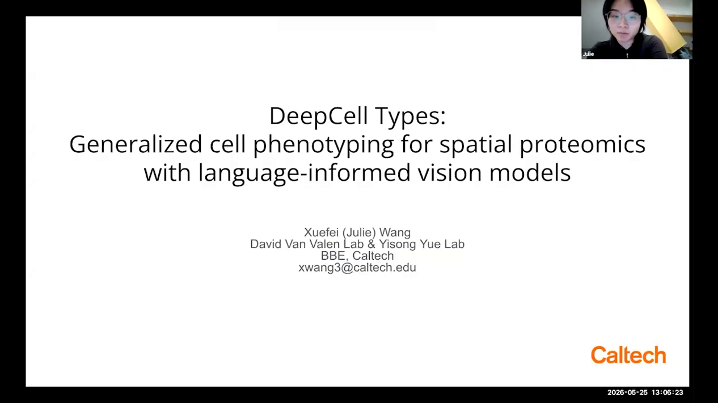My name is Julie, and I am a fifth year, as Dario was describing, at Caltech, and I'm going to present our work, DeepCell Types, a generalized self-phenotyping model for spatial proteomics with language-informed vision models. I know there are a lot of terms to unpack here, but I would like to go through them one by one.